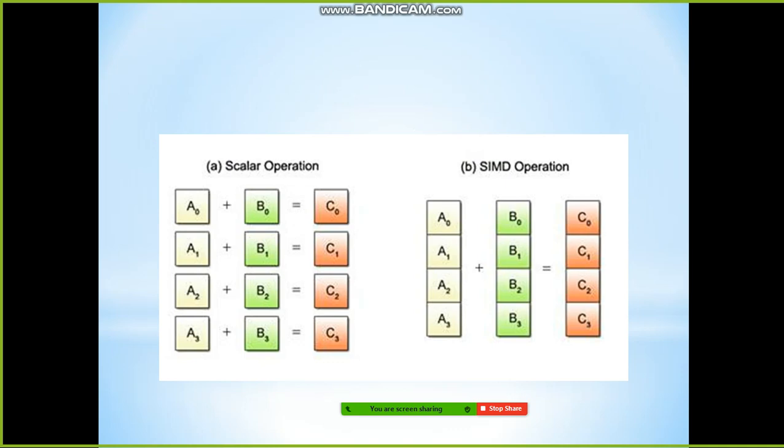So this is a simple example of the difference between scalar and SIMD operation. In scalar operation, 4 add instructions must be executed one after another to obtain the sums C0, C1, C2, and C3. In SIMD, we use only one add instruction to achieve the same result. So, SIMD operation gives higher efficiency than scalar operations.